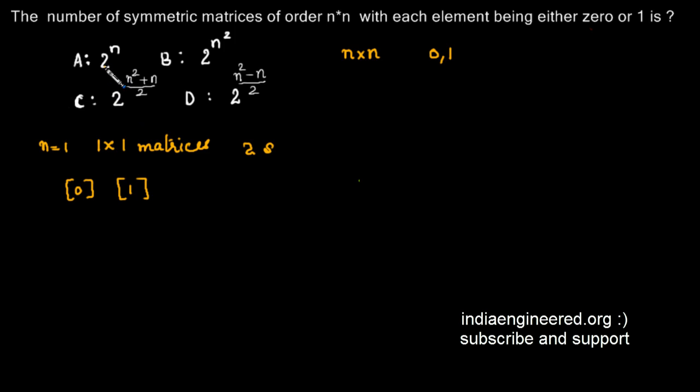So when n equal to 1, option A is correct, option B is also correct, option C, when n equal to 1, we have 1 plus 1, that is 2 by 2, that is 2 power 1. Option C is also correct. And option D, we have 1 minus 1 by 2 to power 0, that is 1. So option D we have successfully eliminated.